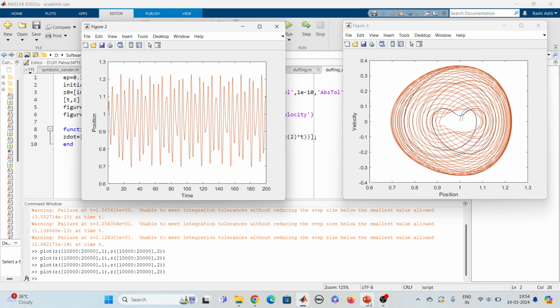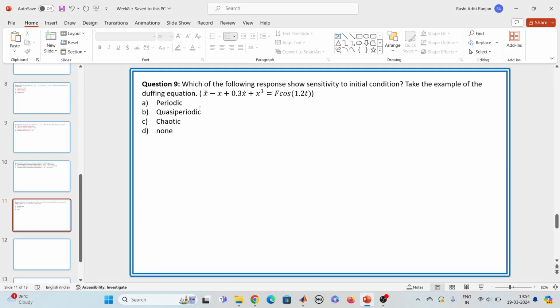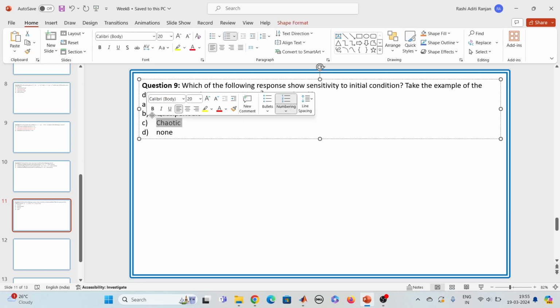So the question says which of the following responses shows sensitivity to initial condition. I saw that periodic is not showing sensitivity to initial condition. Quasi-periodic is also not showing sensitivity to initial condition, but chaotic is definitely showing sensitivity towards initial condition. That too, very high sensitivity, since even a very small variation in the initial condition is changing the behavior very much. Okay, so the answer to this question would be chaotic.